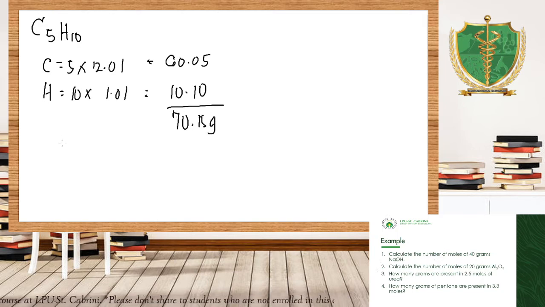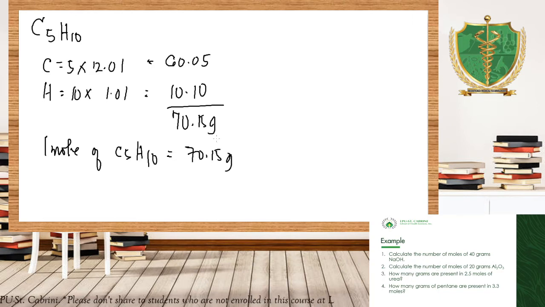70.15 grams. So we can say that 1 mole of pentane is equal to 70.15 grams. So meron daw po tayong 3.3 moles. So 3.3 moles C5H10.